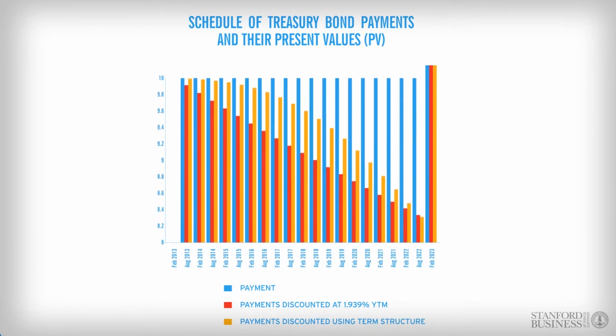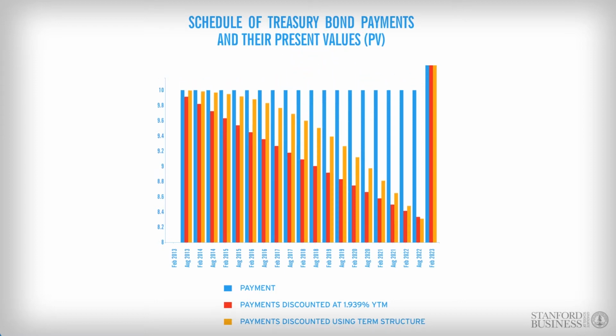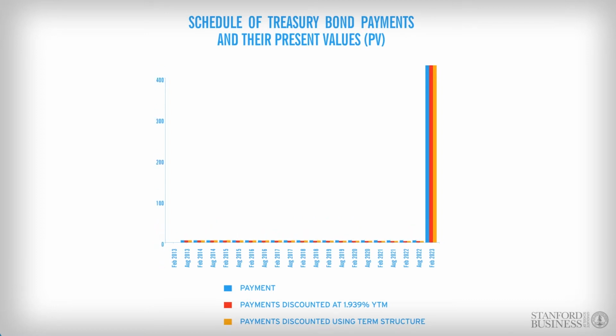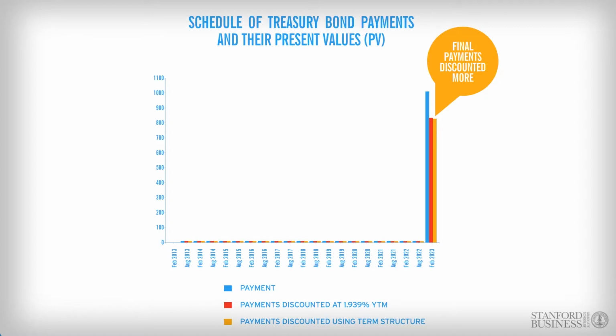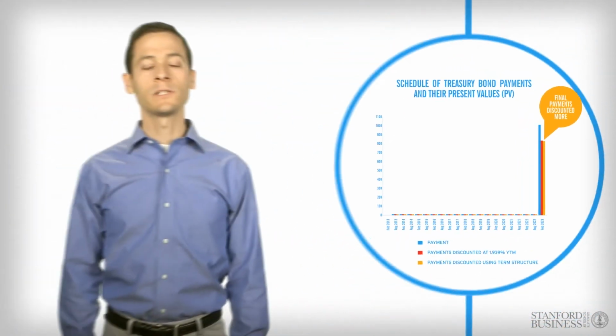Observe that the earlier payments are actually worth more, they are discounted less, when we use this term structure of interest rates than when we use the bond's flat overall yield to maturity of 1.939%. And the last few payments, including the big repayment of principal at the end, are actually worth less, they are discounted more, when we use this term structure of interest rates than when we use the overall yield to maturity of 1.939%. So we can rewrite the bond present value formula as follows.